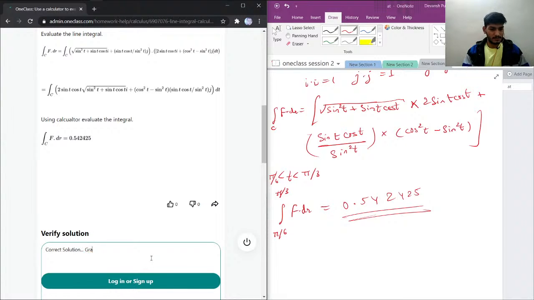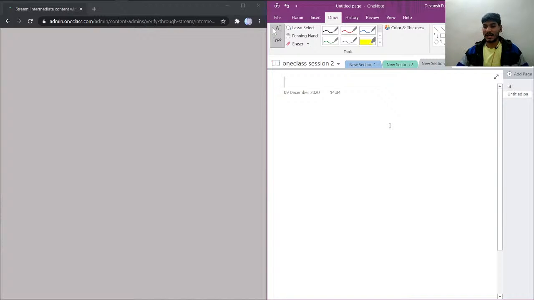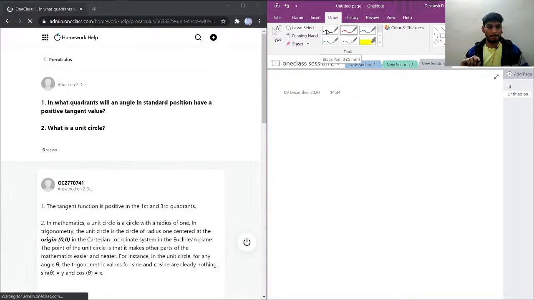Great job. This question took a lot of time because questions like these take some time to solve. Like this was not a short question, and if we do not had any calculator, then it would have taken a lot of time to solve this question. So we'll go to question number 2.